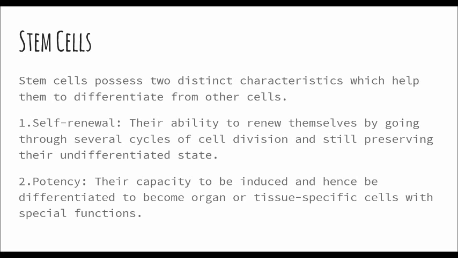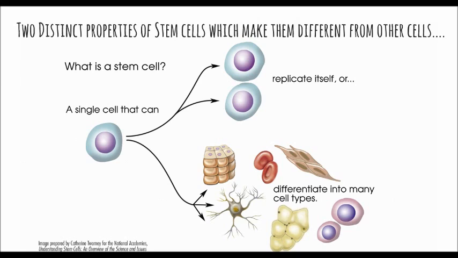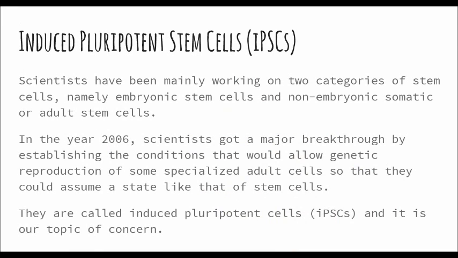The second property is called potency: their capacity to be induced and hence be differentiated to become organ or tissue specific cells with special functions. So the two distinct properties of stem cells are described here. A single cell that can replicate itself, and at the same time has the ability to differentiate into many cell types. Now I will be explaining about induced pluripotent stem cells.